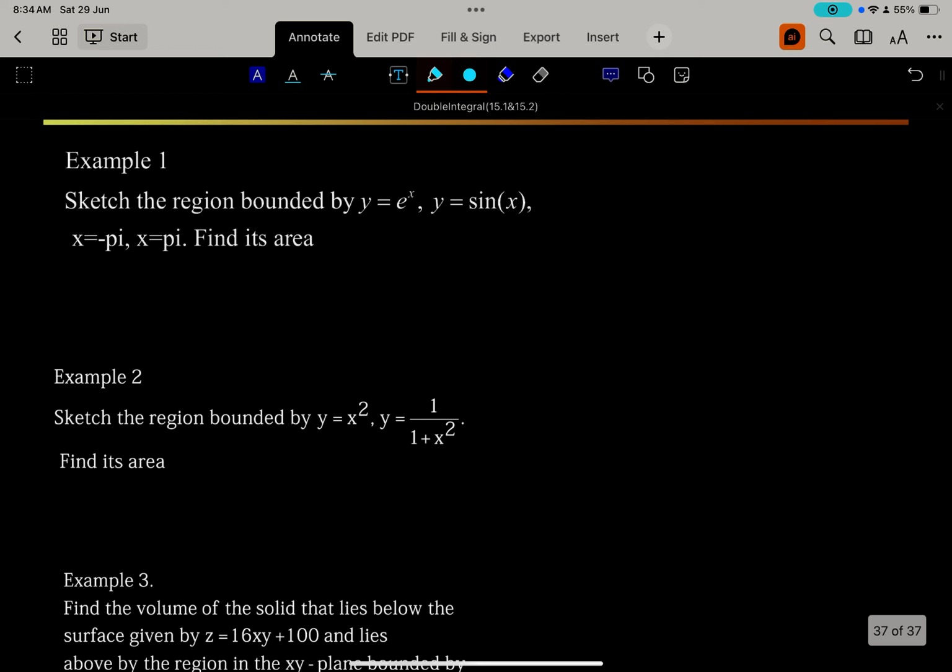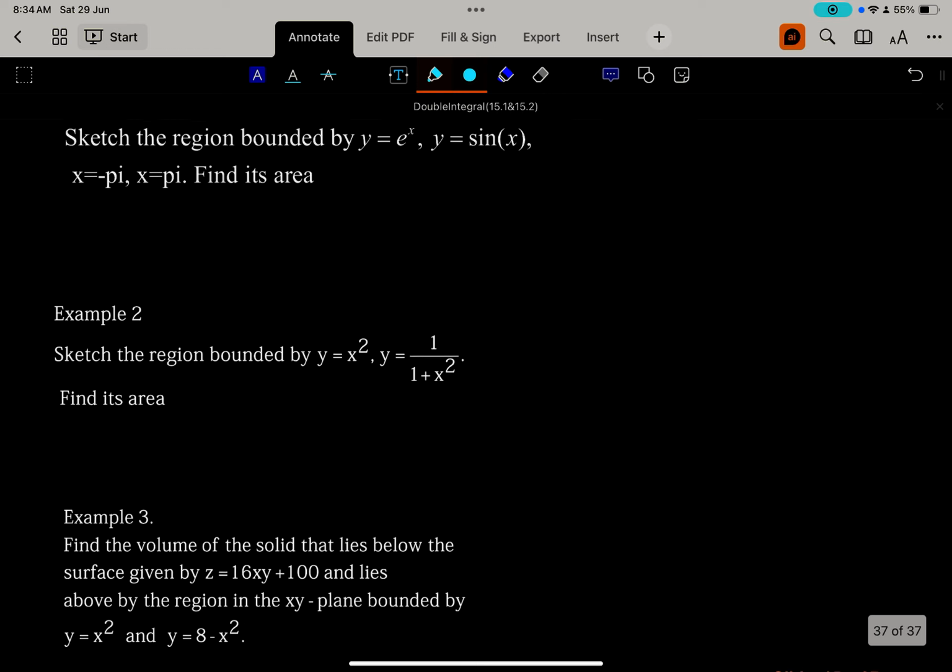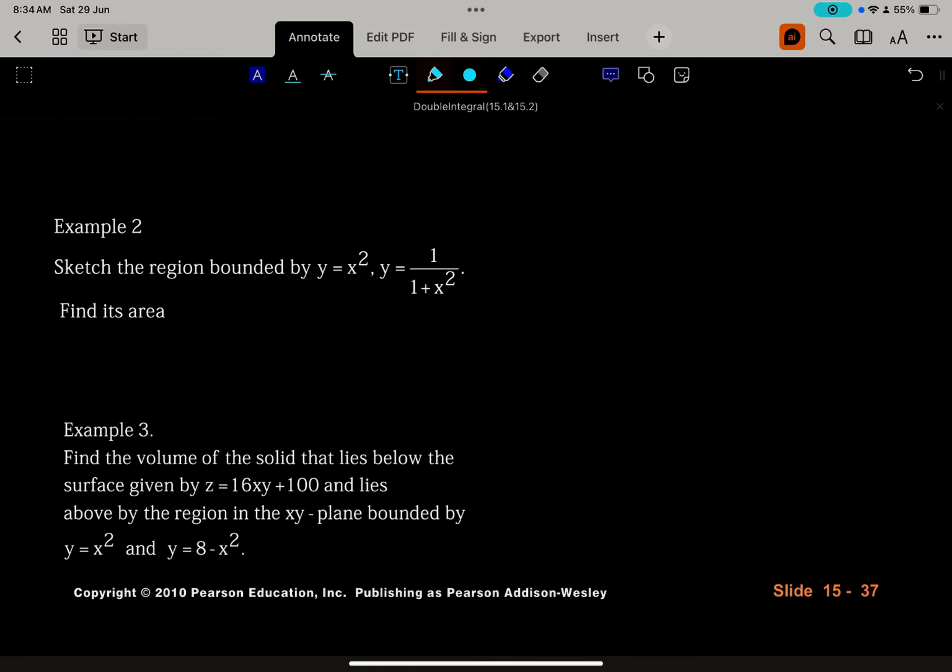And these are some examples if you want to solve them. I'm not going to go through them, but you can solve them by yourself.